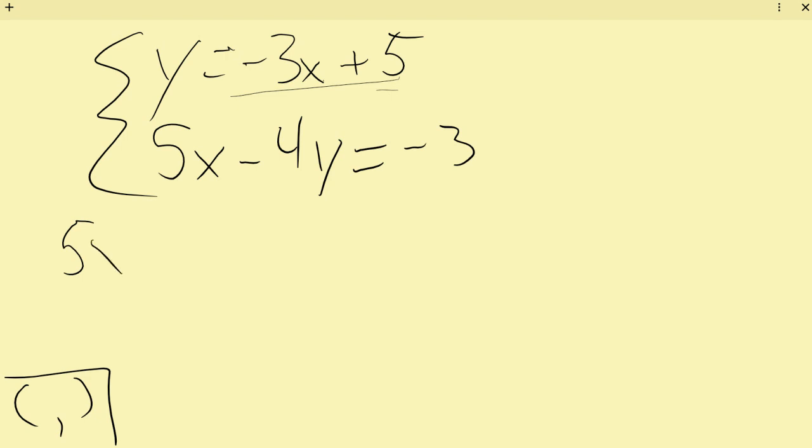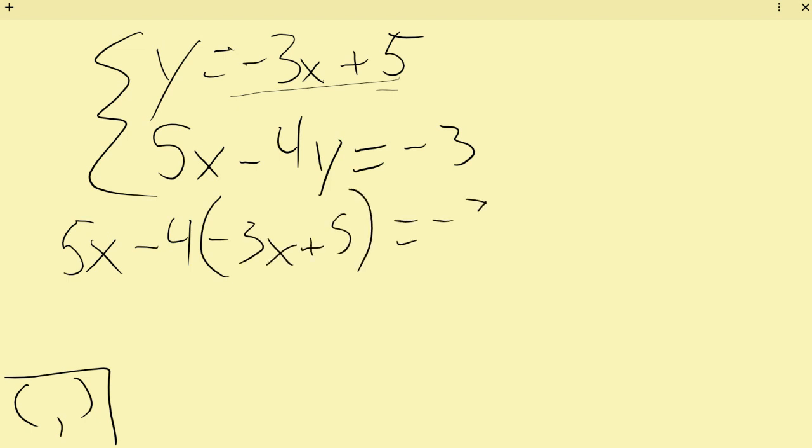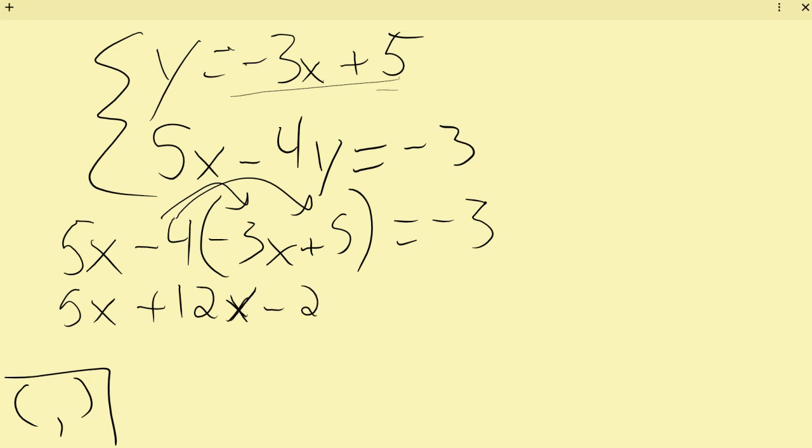So in for y, we're going to put what y equals, which is negative 3x plus 5. We're going to say that equals negative 3. So we just rewrote this second equation, but wherever we saw y, we put negative 3x plus 5. So we're going to bring the 5x down. Negative 4 times negative 3x, that's positive 12x. Negative 4 times 5 gives us negative 20.